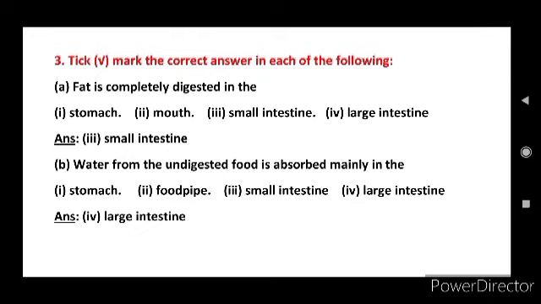And next B question, water from the undigested food is absorbed mainly in: first option stomach, second option food pipe, third option small intestine, fourth option large intestine. In the large intestine, water from the undigested food is absorbed.